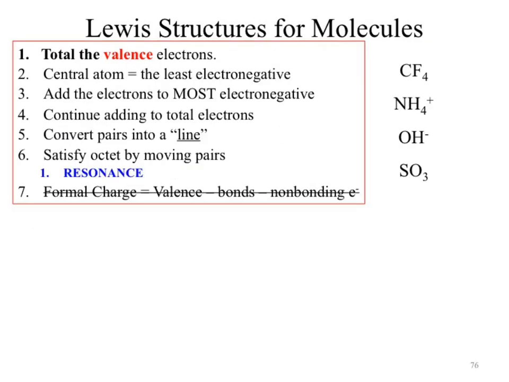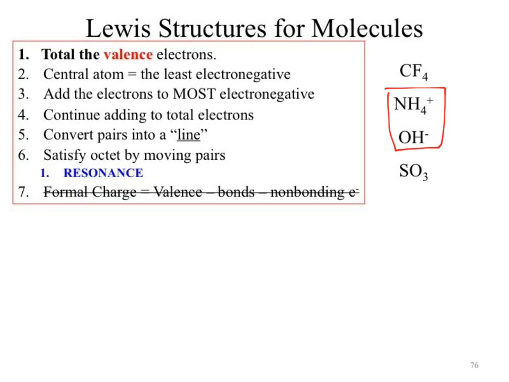Okay? So we've got our abbreviated form here, and we looked at a couple quick examples. What was that, Thursday? We looked at CF4 and SO3. We did both of those, didn't we? Okay. So let's take a look at some of the other two. Okay. NH4 plus and OH minus.